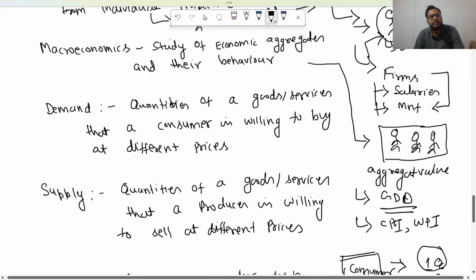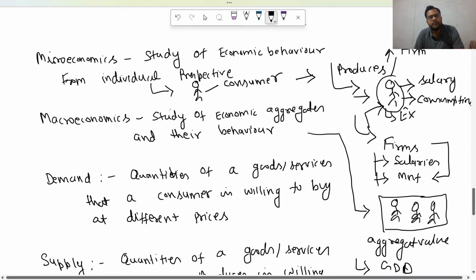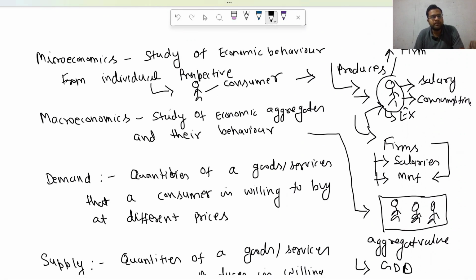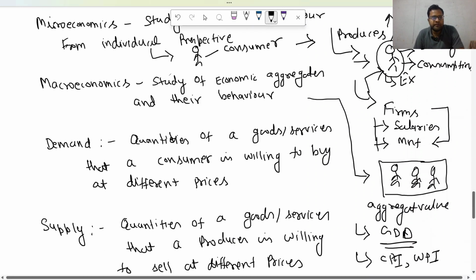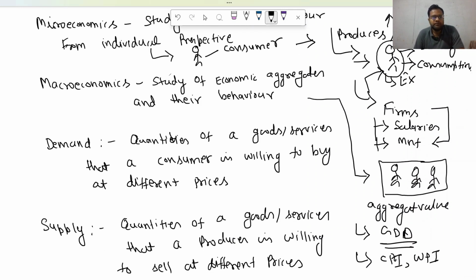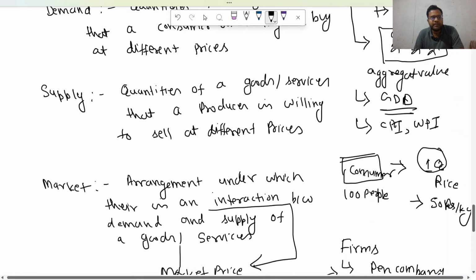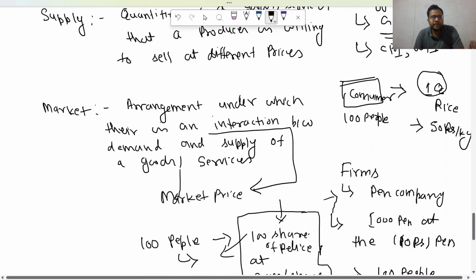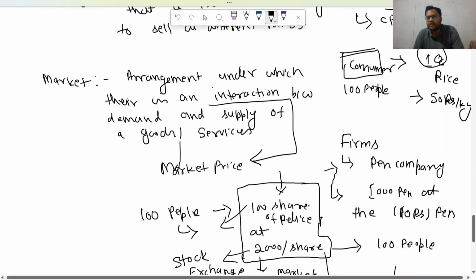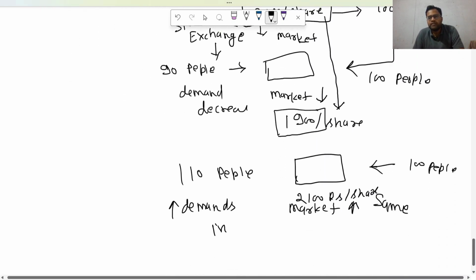So in this lecture we had seen what is the microeconomy. Study of economic behavior from individual perspective. What is macroeconomy? Study of the same thing not from the individual perspective but from the group of people, group of firms. And we had seen what is the demand, and we also had seen what is the supply and how interaction between the demand and supply gives rise to the market price for a particular good and service.